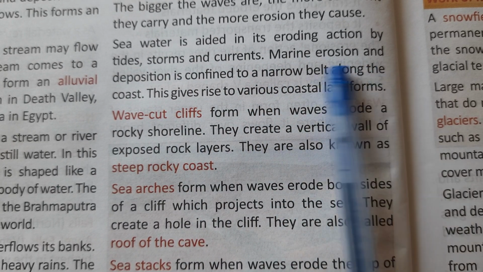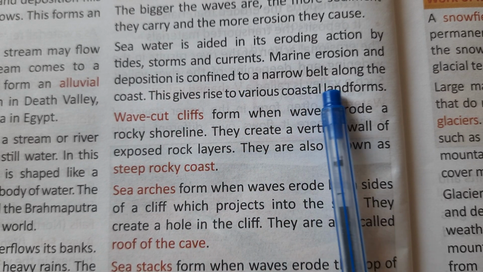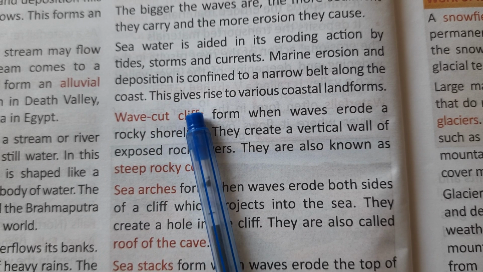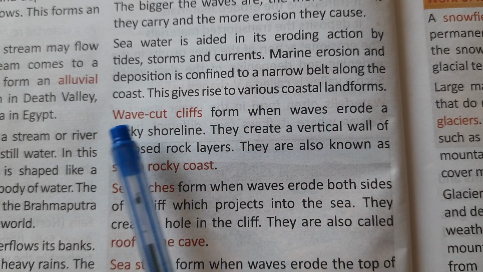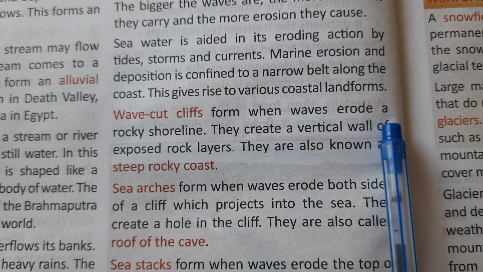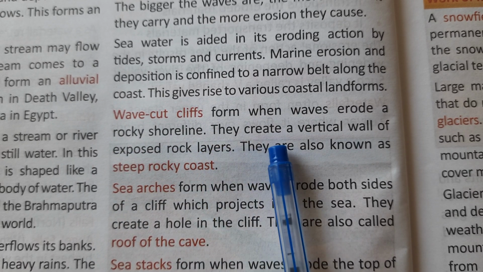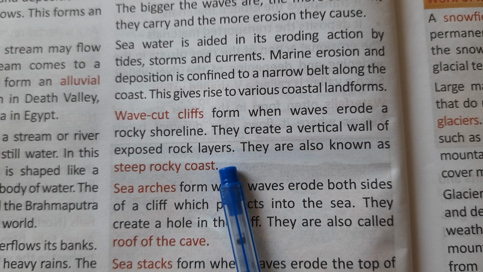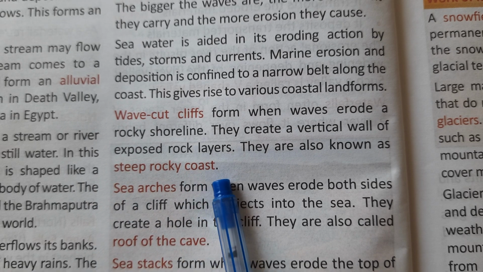Marine erosion and deposition is confined to a narrow belt along the coast. This gives rise to various coastal landforms. Wave-cut cliffs form when waves erode a rocky shoreline. They create a vertical wall of exposed rock layers. They are also known as steep rocky coast.